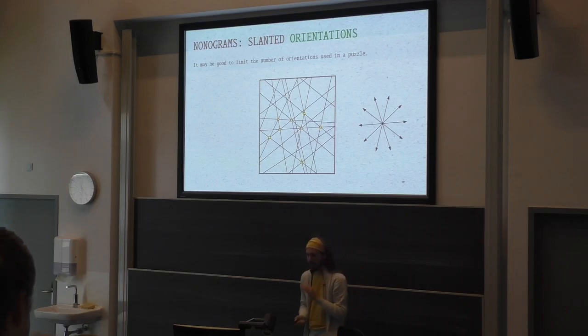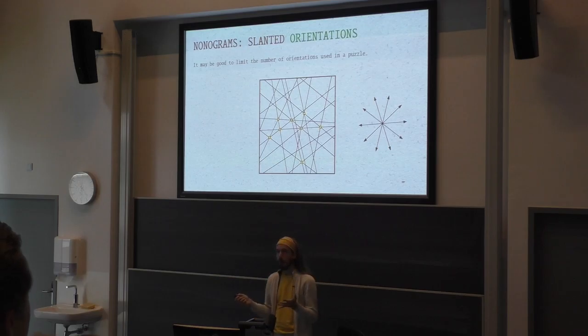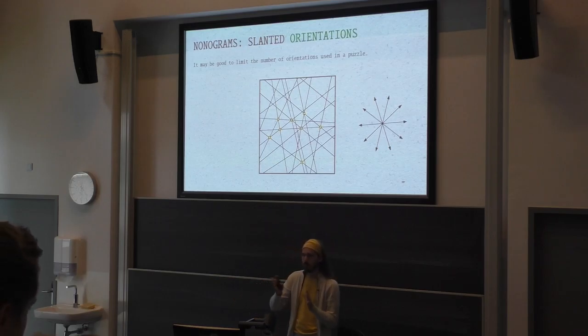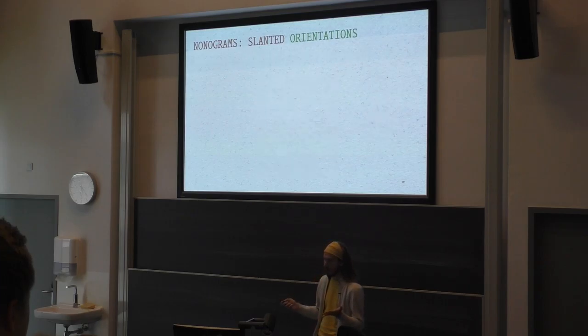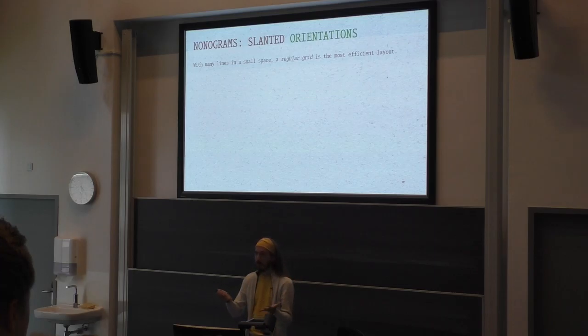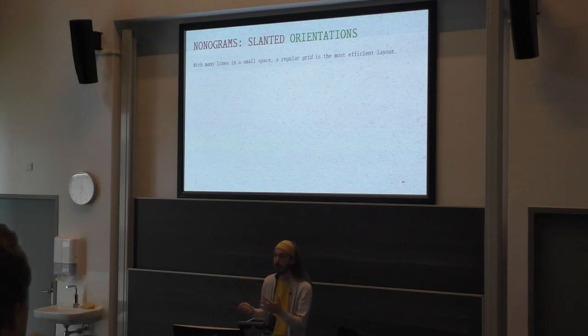Okay, so this kind of suggests that if we want to make a good puzzle with lines of more than two orientations, maybe we should restrict ourselves to a fixed set of orientations and allow triple intersections, because otherwise it might just not be possible to add more than a few lines to the puzzle. Okay, so if we do that, the natural question is, what kind of patterns of lines do you get if you have a few orientations and you want to make lines go through the same point?